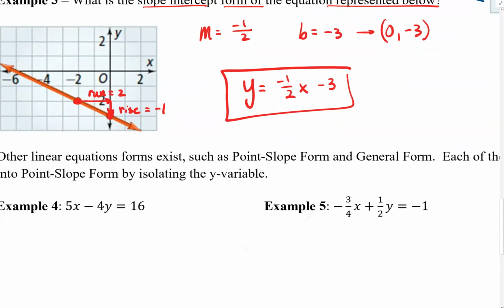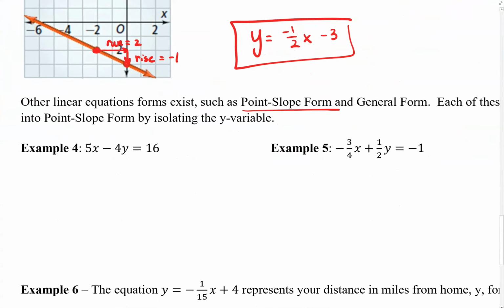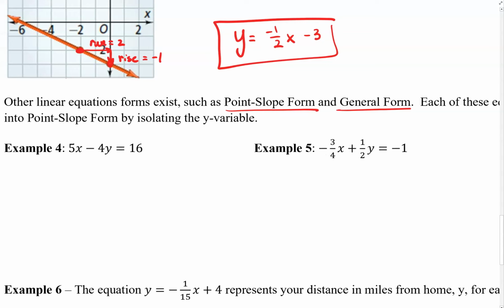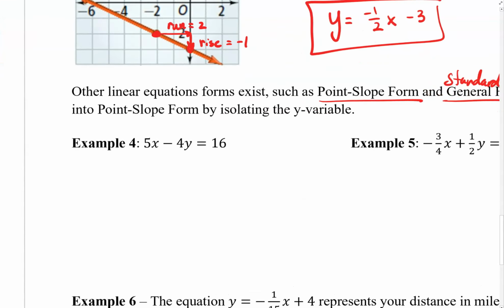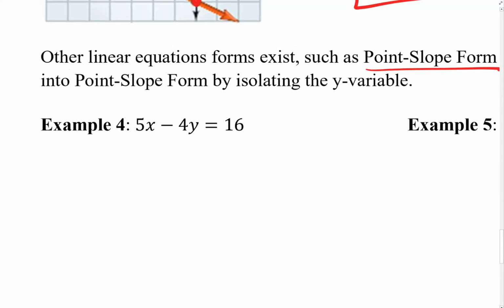Now we do have other linear equations known as the point-slope form and the general form. We sometimes call that the standard form of a linear equation. And each of these equations can be rewritten into slope-intercept form by isolating the y variable. Here's an example of an equation in standard form, we call it. Can we rearrange this into slope-intercept form? And I would say yes.